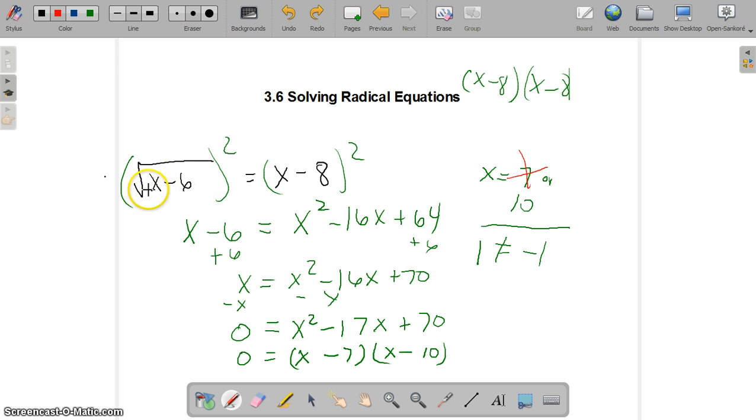Let's see if 10 works. 10 minus 6 is 4. The square root of 4 has to equal whatever 10 minus 8 is, which is 2. Okay, so does 2 equal 2? Yes. So 10 works. Okay, so make sure you always check your solutions.